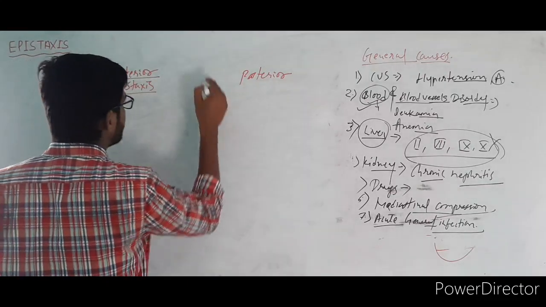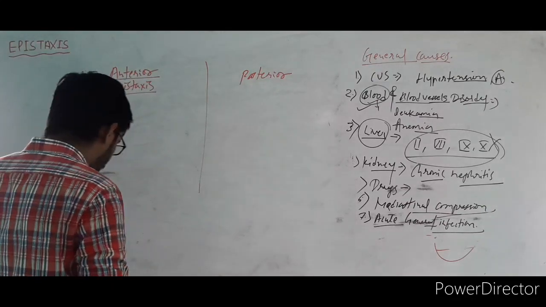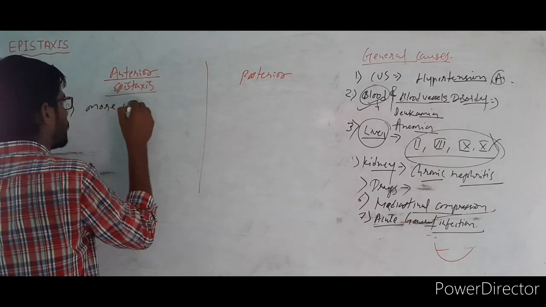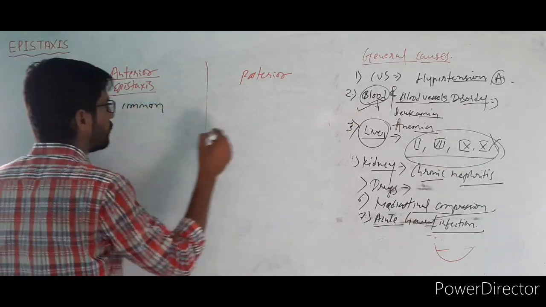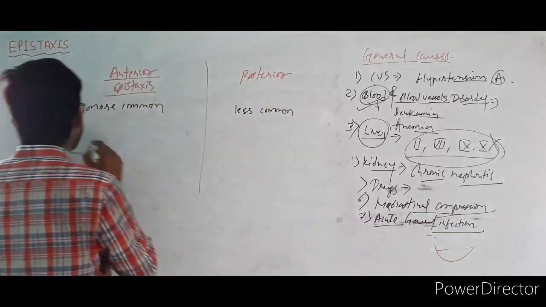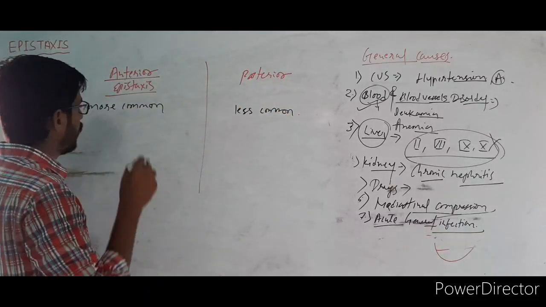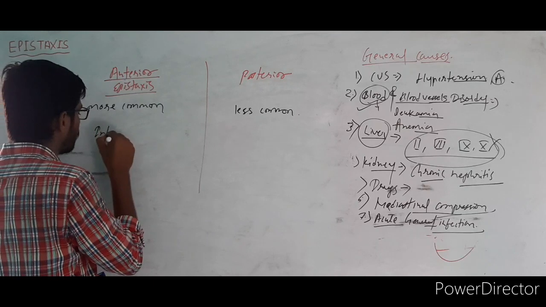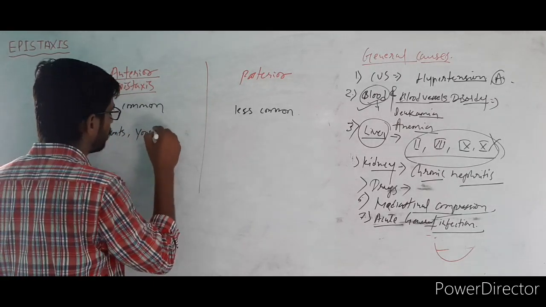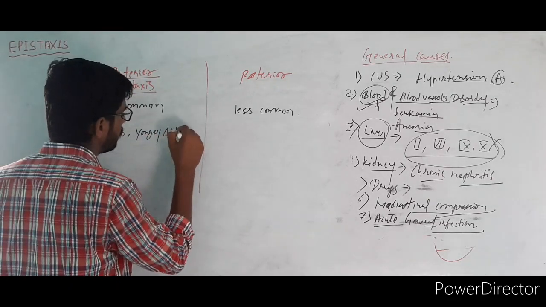Anterior epistaxis and posterior epistaxis. First thing, anterior is more common. Here is the less common. Right. Second thing, it is common in infants and younger children.